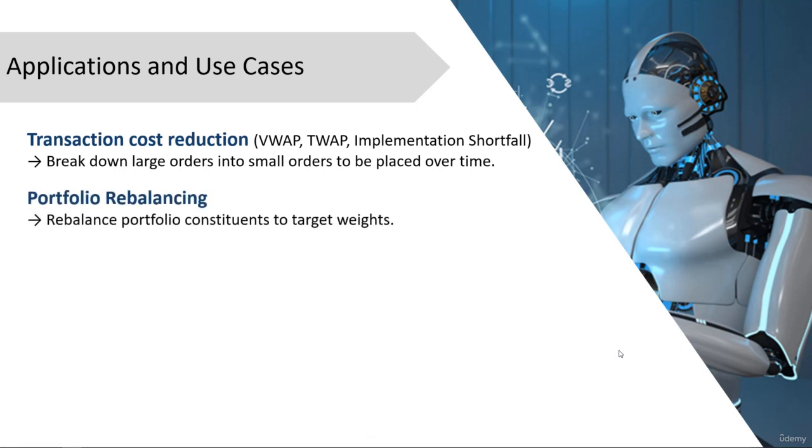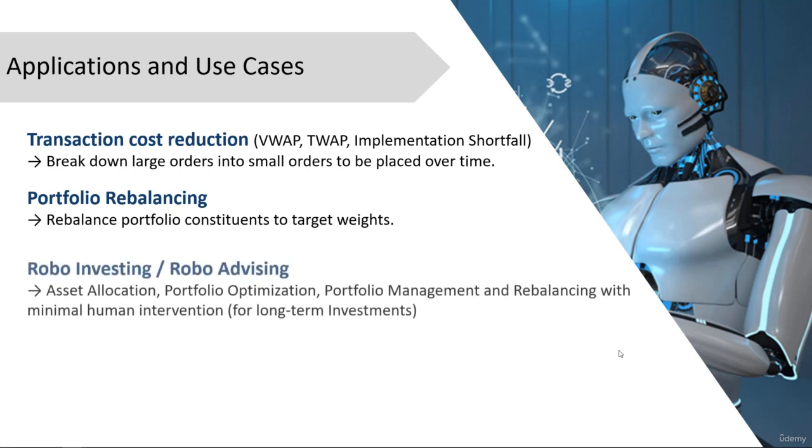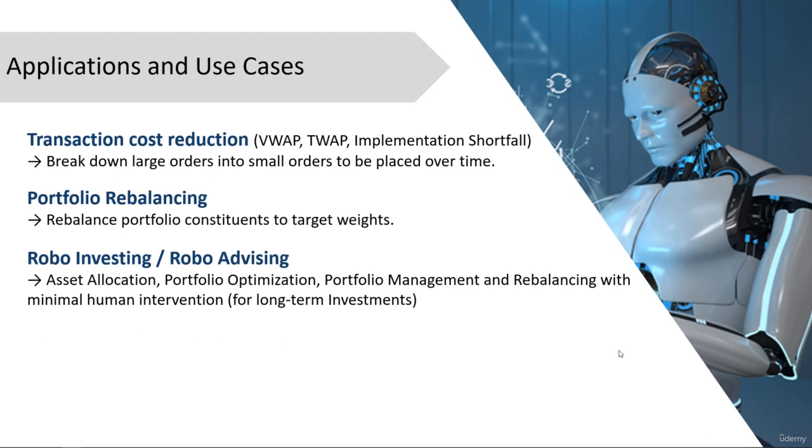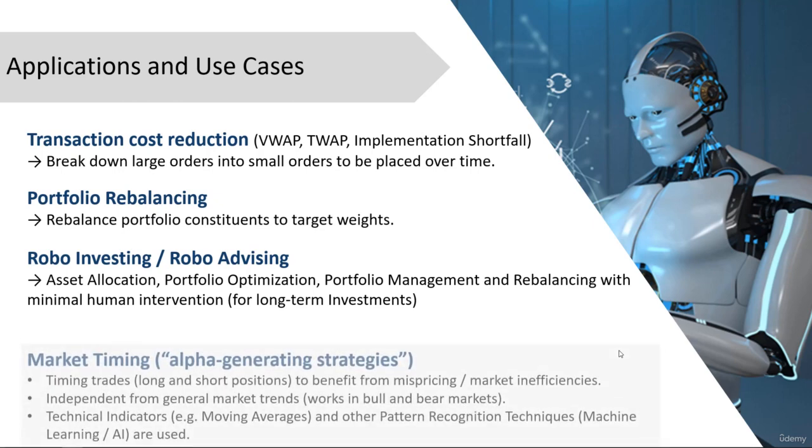Second, we have portfolio rebalancing, and algorithmic trading can be used to rebalance portfolio constituents to the target weights. Now let's come to number 3 and one of the newer applications, robo-investing or robo-advising. Asset allocation, portfolio optimization, management, and rebalancing is done with minimal human intervention. So this is typically for long-term investments.